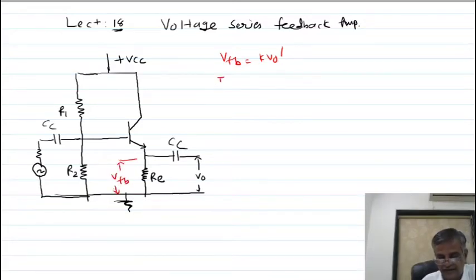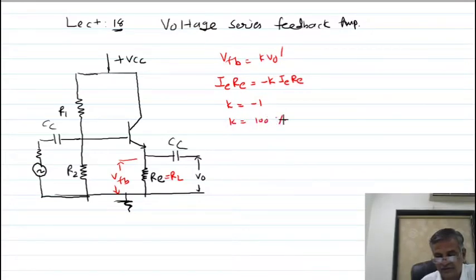So I can write current into resistance. What is VO dash? VO dash is nothing but the current into resistance. Sometimes some books write RL, so you can write RL. It does not make any difference. So the value of the feedback factor is -1, meaning 100%. So in a common collector amplifier circuit, 100% feedback takes place.